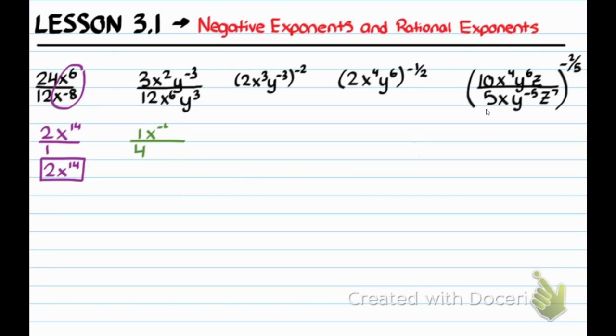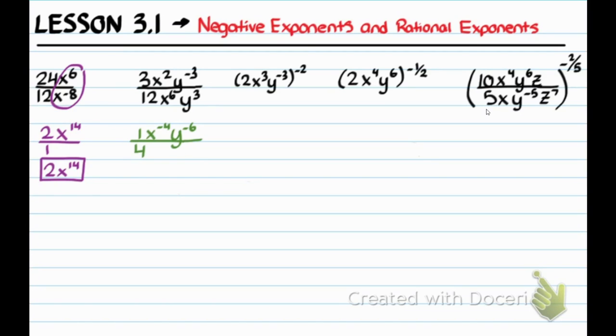And that goes in the numerator for now. And then I have y to the negative third minus y to the third. Well, divided by y to the third, but we're subtracting the exponents. So negative 3 minus 3 is actually negative 6. So y to the negative sixth.